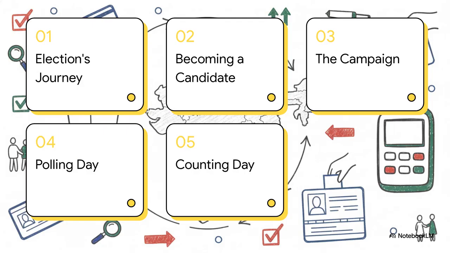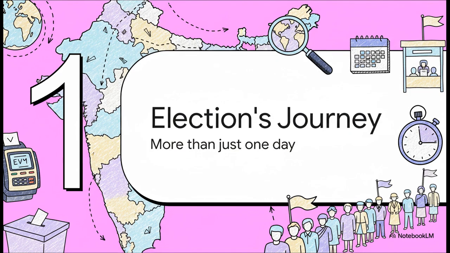So here's our plan for today. We're going to follow the entire process from the very start. We'll begin with understanding an election's long journey. Then we will see what it takes for someone to become a candidate. After that, we'll look at the Great Indian Campaign, see what happens on polling day, and finally find out how the votes are counted on counting day. All right, let's start with our first topic.